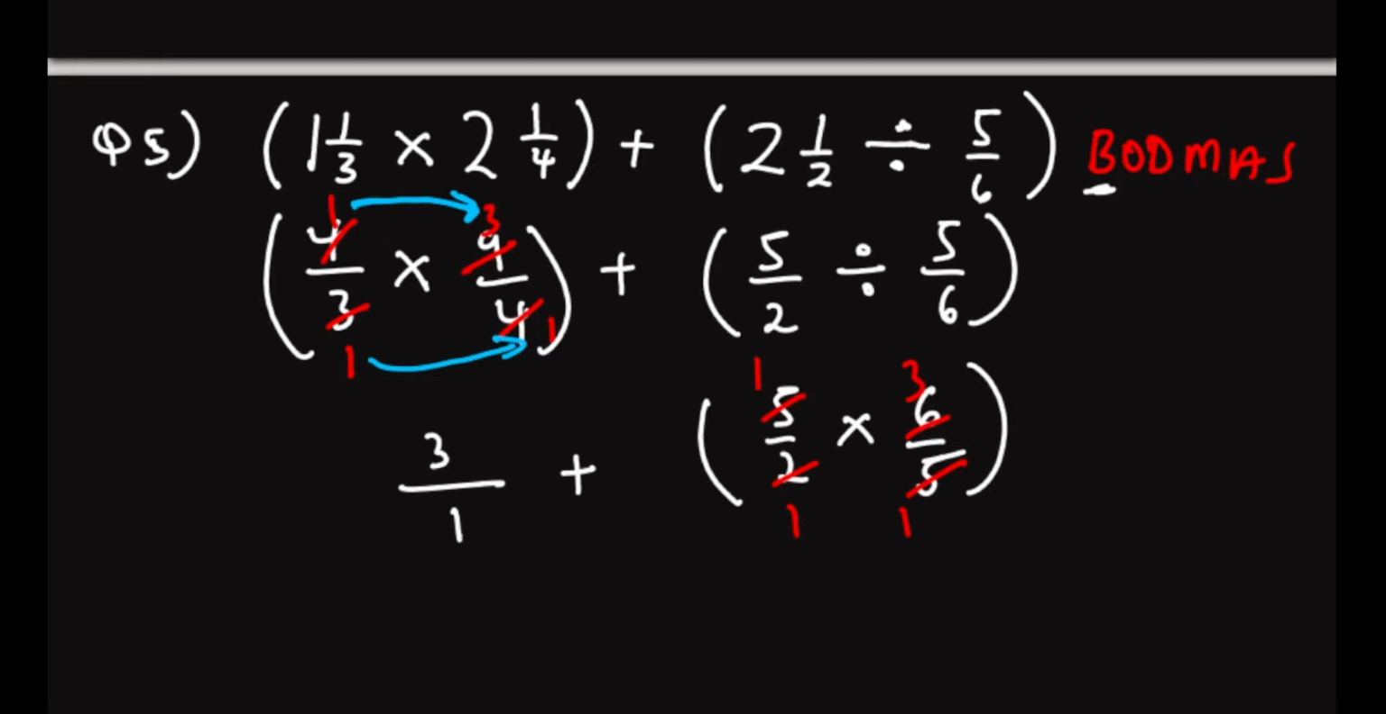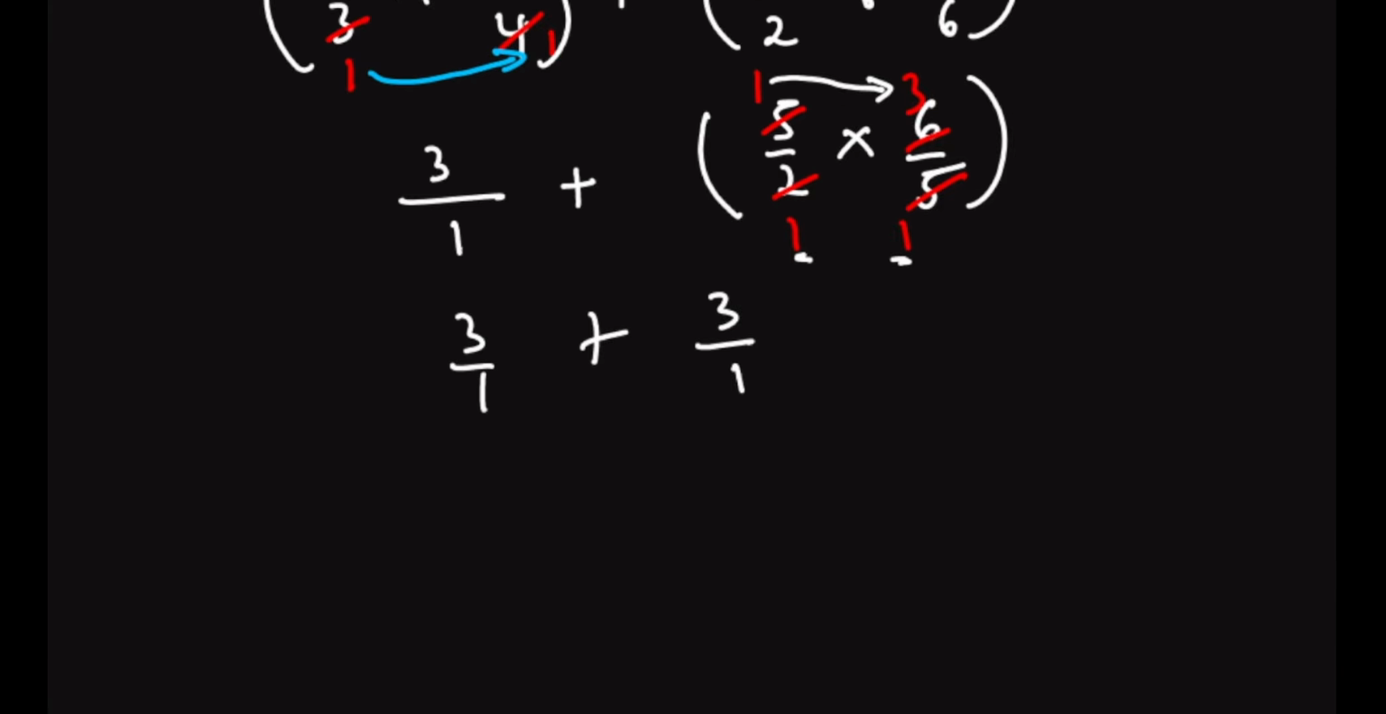So at the end of the day, we're going to have this 3 over 1 plus, then we multiply the numerators. 1 times 3 gives us 3, all over 1 times 1 gives us what? 1. Then we can now simplify. So 3 over 1 is the same as 3, plus 3 over 1 is the same as 3. So 3 plus 3 gives us what? 6, and that is our final answer.